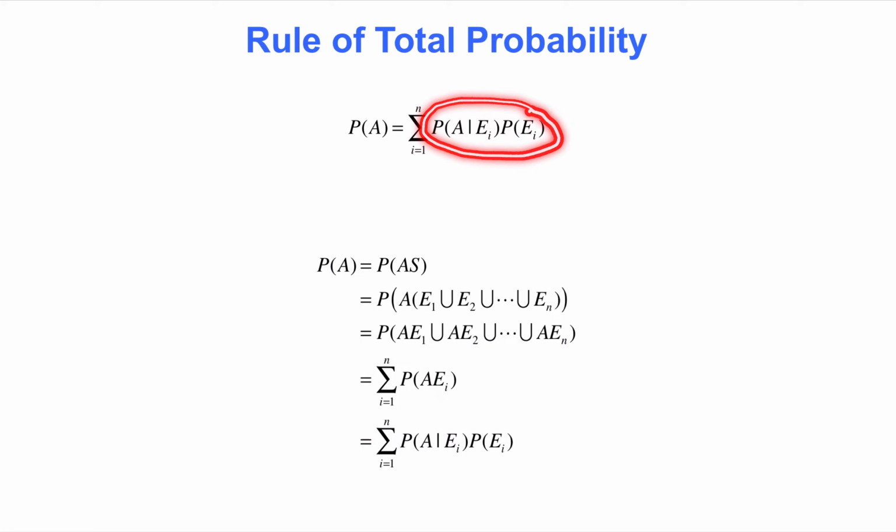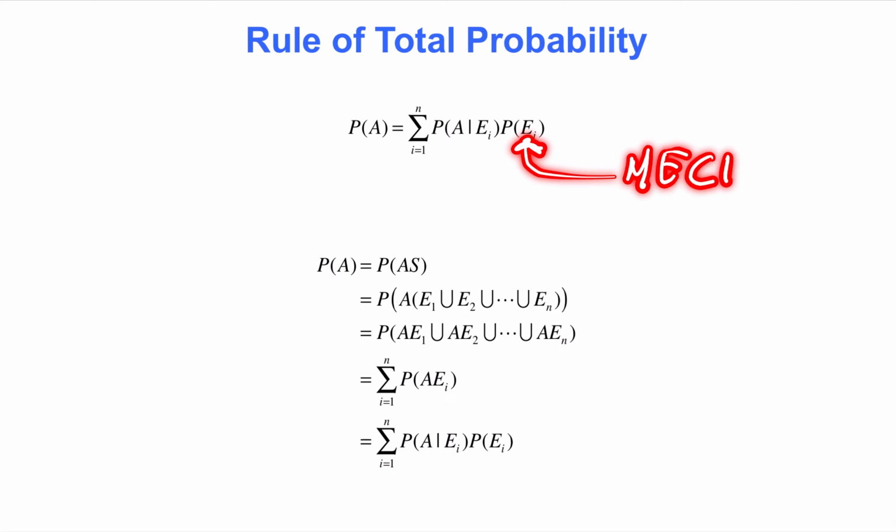Importantly, the event A must be conditioned upon events Ei that are mutually exclusive and collectively exhaustive. The rule is derived as shown at the bottom of this slide.